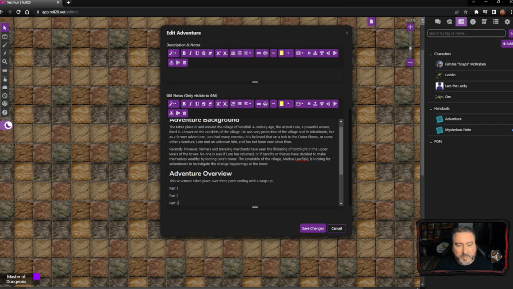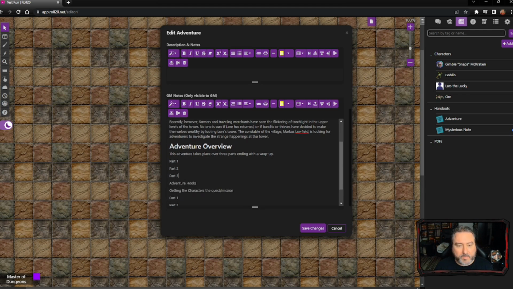So basically what these different parts do is help you get an idea of what you want to happen in the adventure itself. We'll also switch this over here, getting the characters the quest or mission, just the call to action, so that we can flesh that out a little bit. So we're going to say the adventure takes place over 4 parts, because we'll have the call to action.